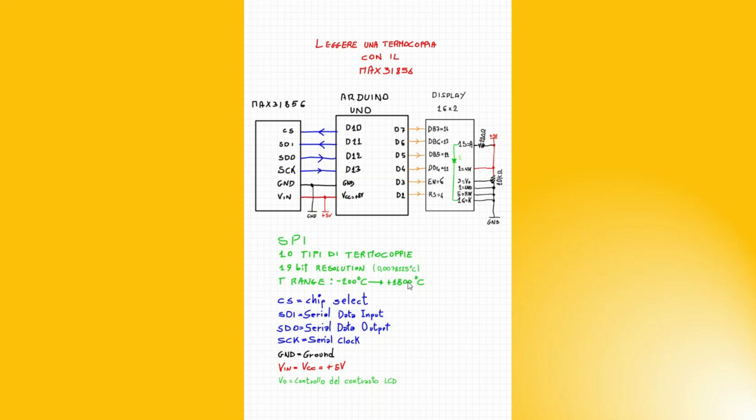Here we have a summary of the characteristics: the 10 types of thermocouples that this board is able to recognize, the resolution, which is 19 bits, and in degrees centigrade is about 8 thousandths of a degree. The measuring range then depends on the type of thermocouple, and ranges from minus 200 degrees Celsius to plus 1800 degrees Celsius.